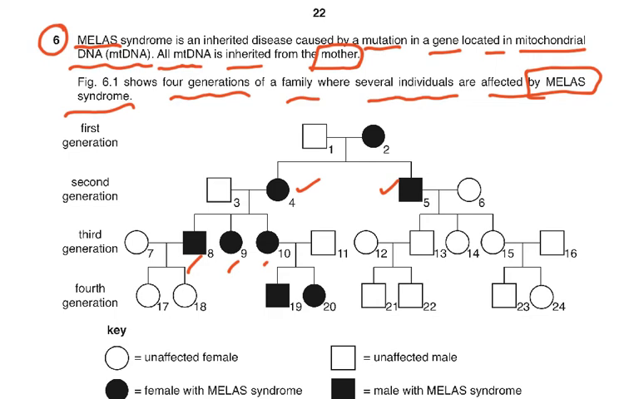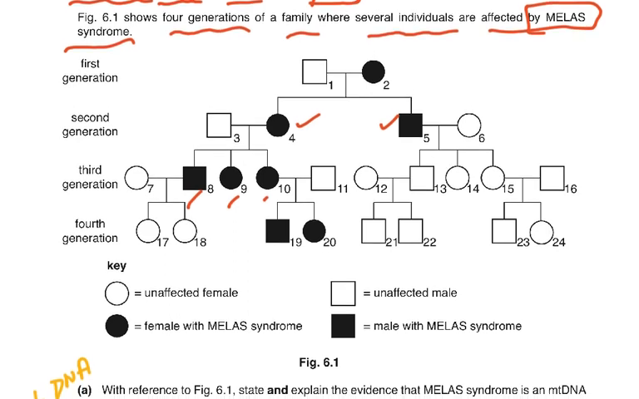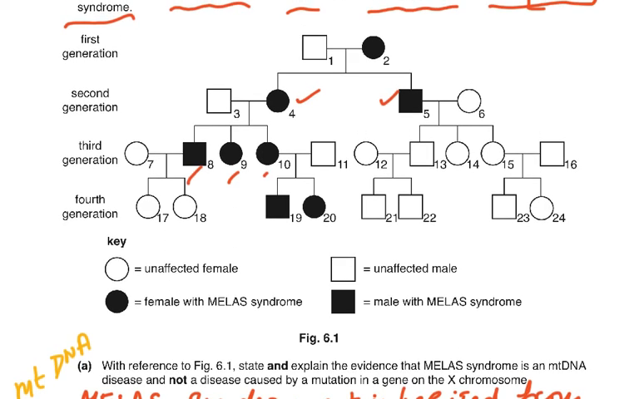So you're going to read this and understand this very carefully. So unaffected female, unaffected male, and then you have the female with Mila syndrome, and then you see how one doesn't have it, the other one doesn't have it, two has it, but both the kids have it.